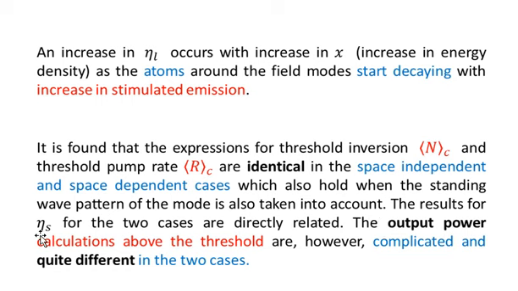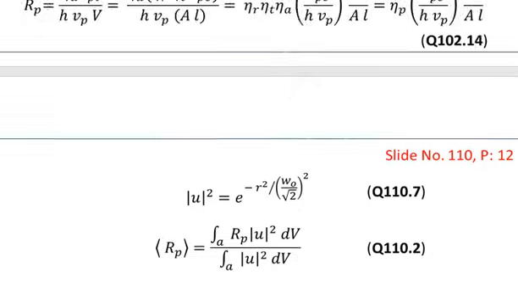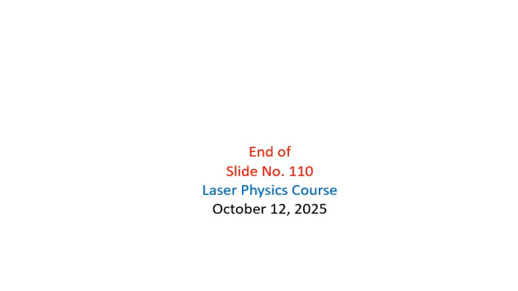The results for eta s for the two cases are directly related. The output power calculations above the threshold are, however, complicated and quite different for the two cases. That is, for the space independent cases and for the space dependent cases, the output power calculations and the expressions would be quite different. So this is the end of slide number 110.